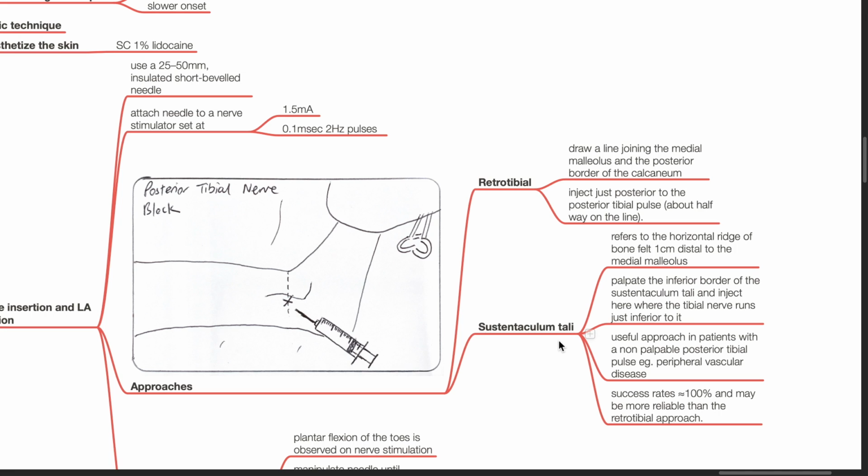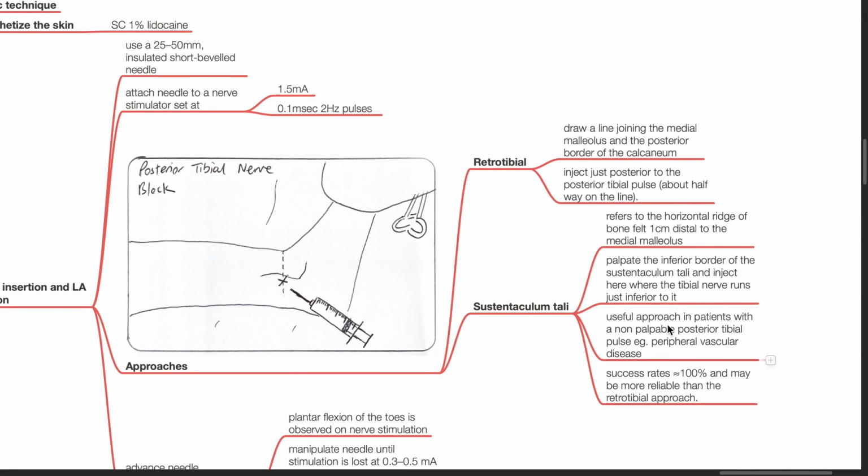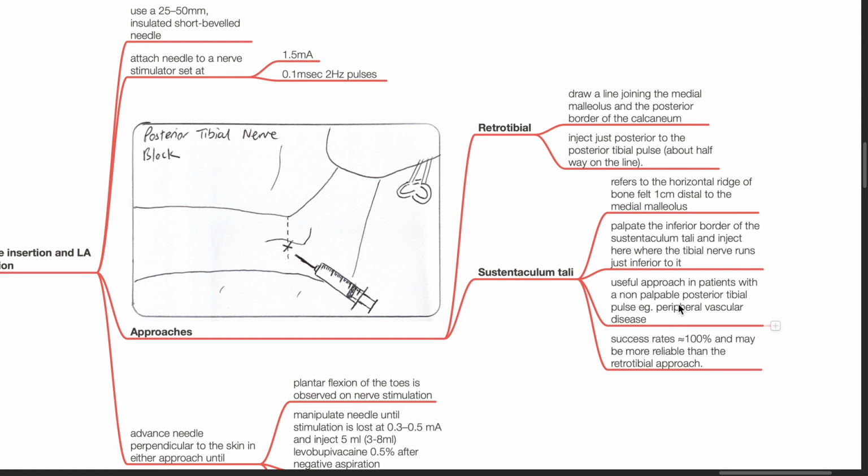Sustentaculum tali refers to the horizontal ridge of bone felt 1 cm distal to the medial malleolus. Palpate the inferior border of the sustentaculum tali and inject here, where the tibial nerve runs just inferior to it. Useful approach in patients with a non-palpable posterior tibial pulse, such as in patients with peripheral vascular disease. Success rate approaches 100% and may be more reliable than a retrotibial approach.